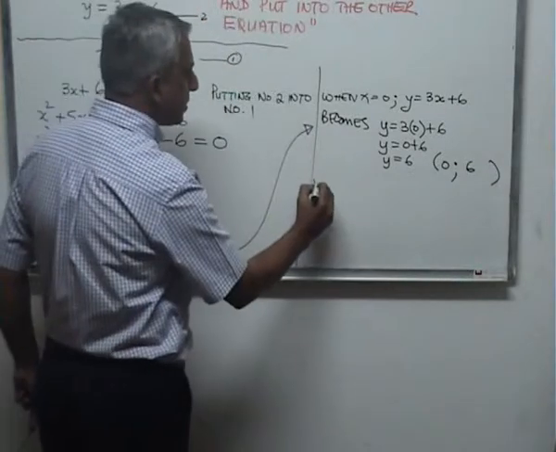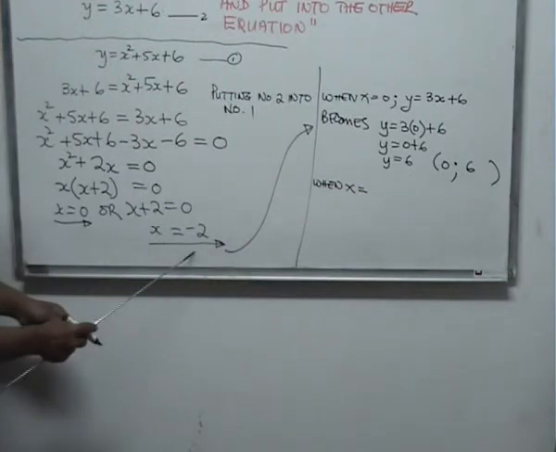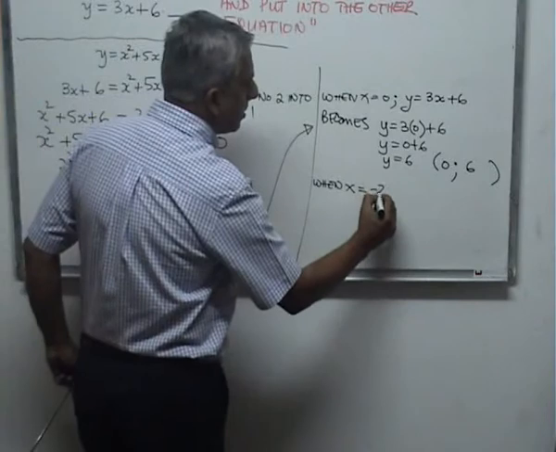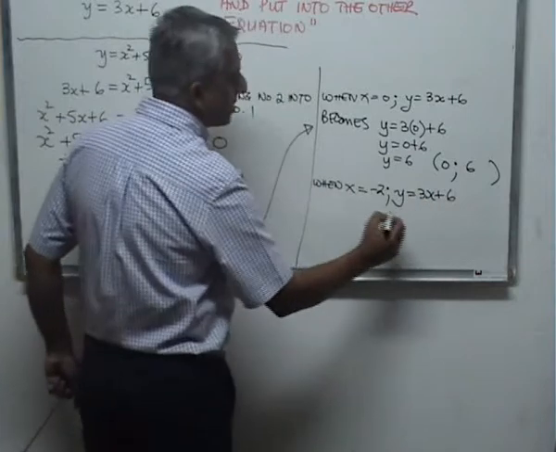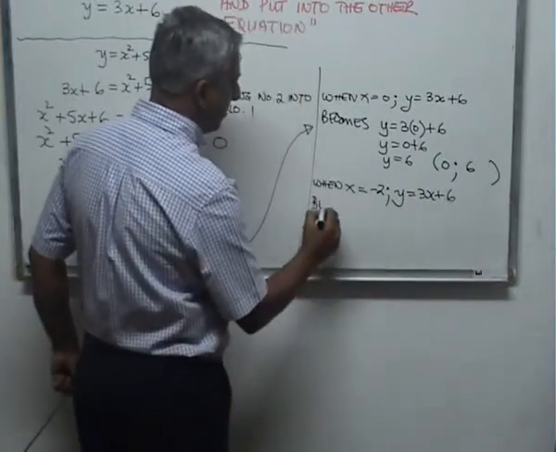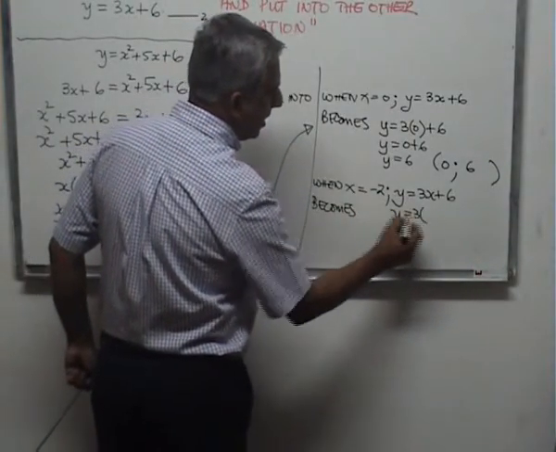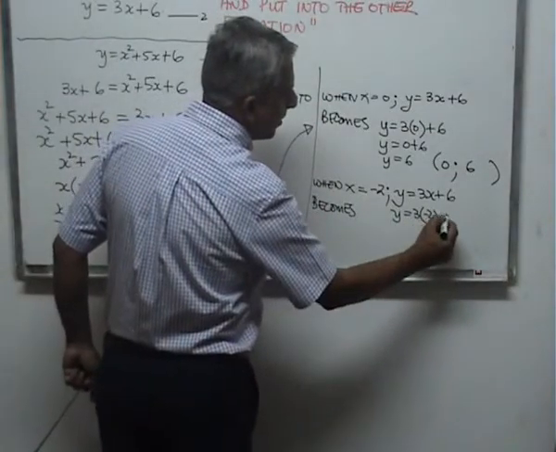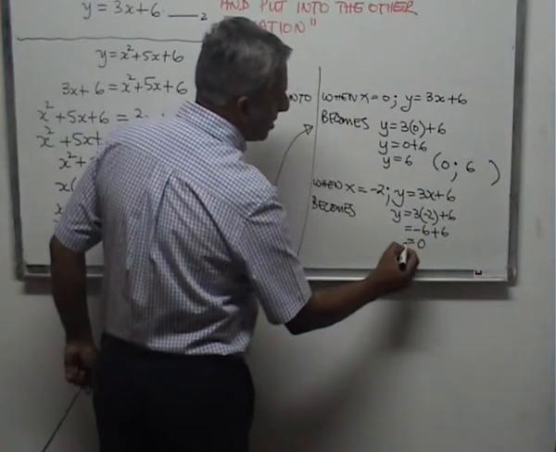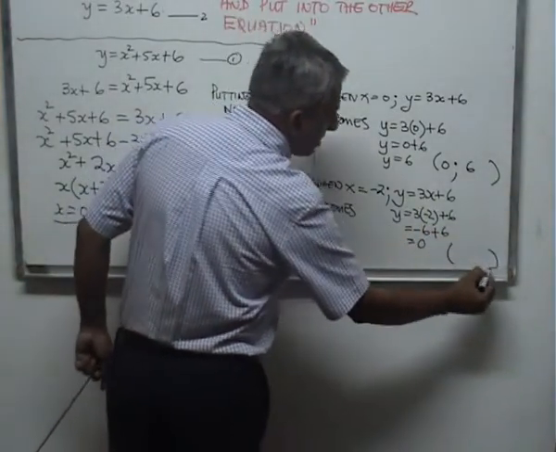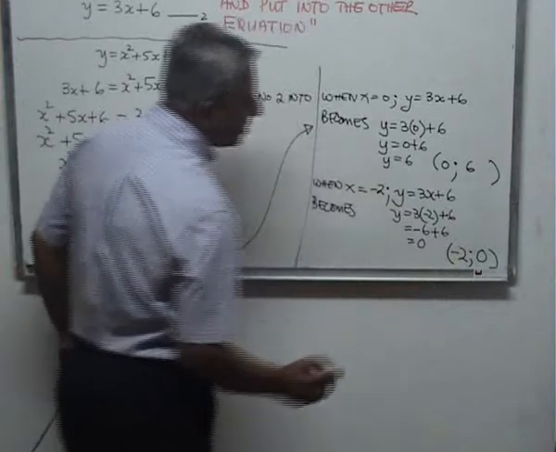And then in the second case, when x is equal to minus 2, y is equal to 3x plus 6 becomes y is equal to 3 into minus 2 plus 6, which is minus 6 plus 6, which is 0. In other words, in the second case, we're saying that when x is minus 2, y becomes 0.